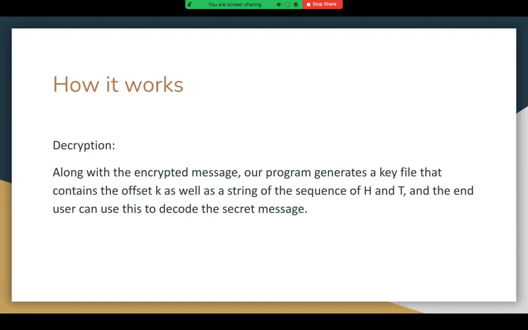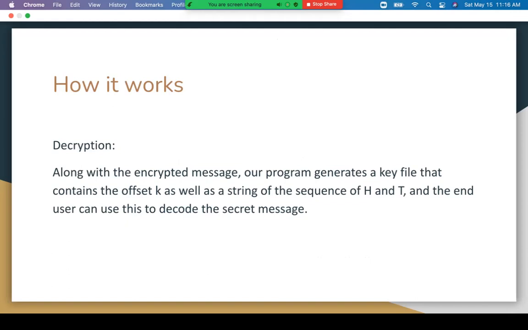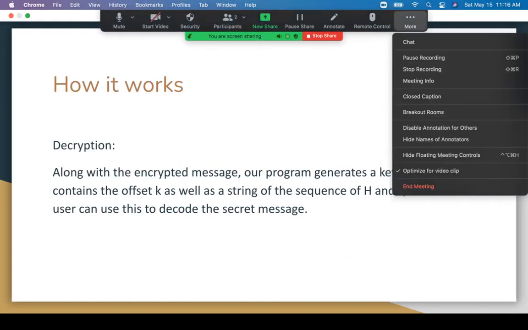For the decryption process, along with the encrypted message, our program generates a key file that contains the offset K, as well as a string of the sequence of heads and tails.